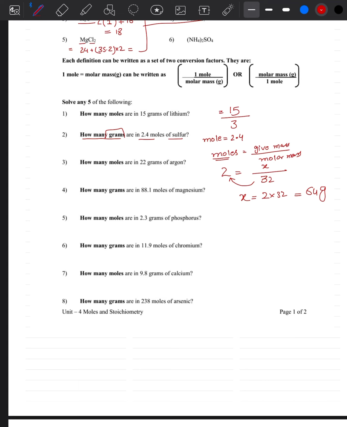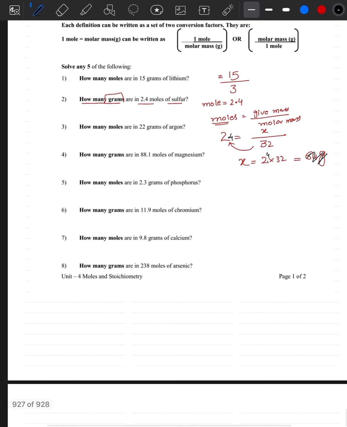In 2.4 moles. Sorry, it was 2.4, so we'll just replace 2.4, and when we multiply we will get the answer, how many grams we have. Let's say we solve question number 3. It asks how many moles are in 22 grams of argon. So what is given? We have the mass, and we have to find out the number of moles.